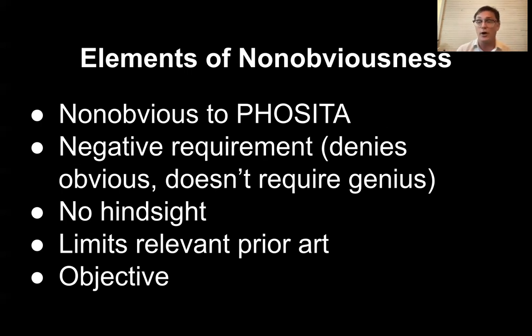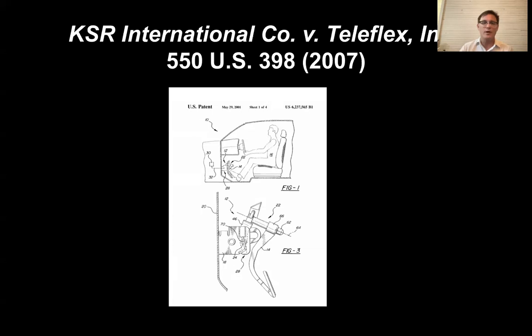There's also a limitation on what prior art is relevant. So only prior art in the same field as the invention or discovery in question is relevant to the obviousness analysis. We'll talk about that requirement more in a minute. And in addition, feeding back into the negative requirement quality, it's an objective test, not a subjective one. So we want to say, from an objective perspective, would this be non-obvious to a PHOSITA working in the same field as the patent application?